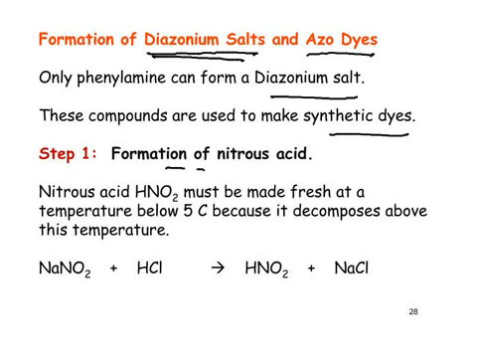First of all, the formation of the diazonium salt. We use nitrous, not nitric, but nitrous acid. But nitrous acid is unstable, and it needs to be made, the expression is, made in situ. In other words, react it and make it there and then, where and when you need it.